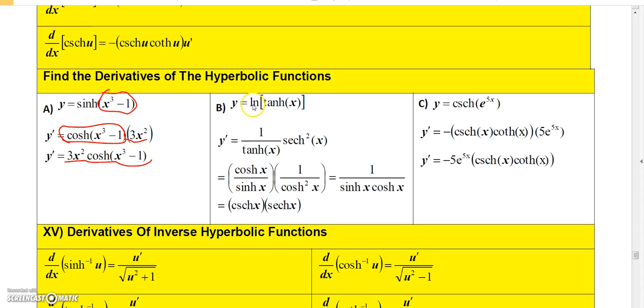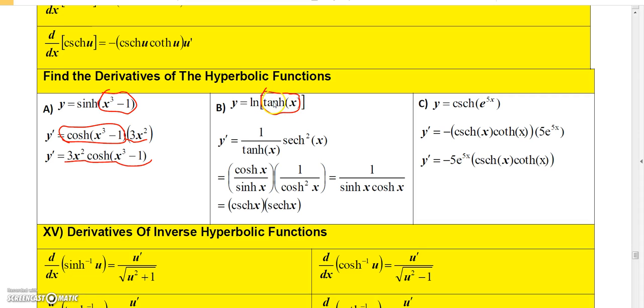Now this one is actually a little bit different. This is the natural log of something. So the first thing I have to think of is, how do I find the derivative of the natural log of u? Well, the derivative of natural log of u, remember, is 1 over u. So I would put 1 over the hyperbolic tangent of x here, because that's what my u is. And then I would multiply by the derivative of hyperbolic tangent of x.